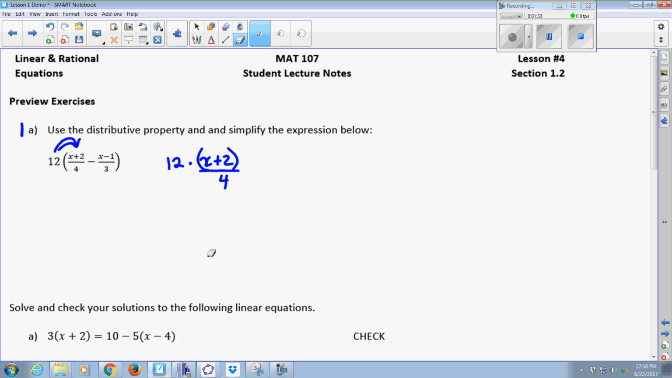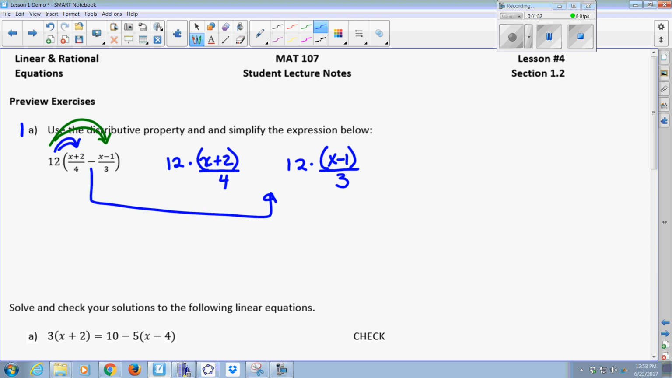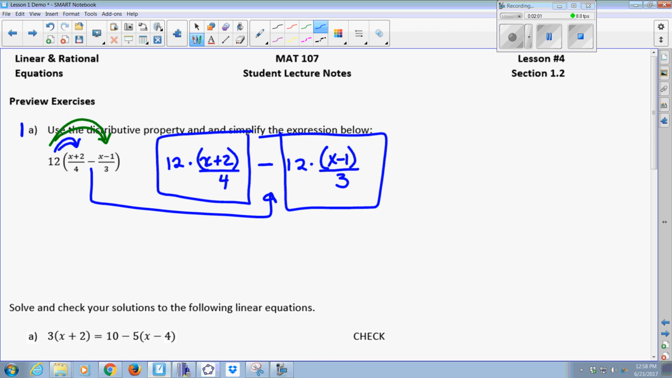And now 12 is going to take its turn and multiply the x minus 1 divided by 3. Again, I'm going to put that x minus 1 in parentheses over 3. And notice your subtraction is in between. So we basically have a subtraction problem that has this as the first term and that as a second term. Now, where do you go from here?